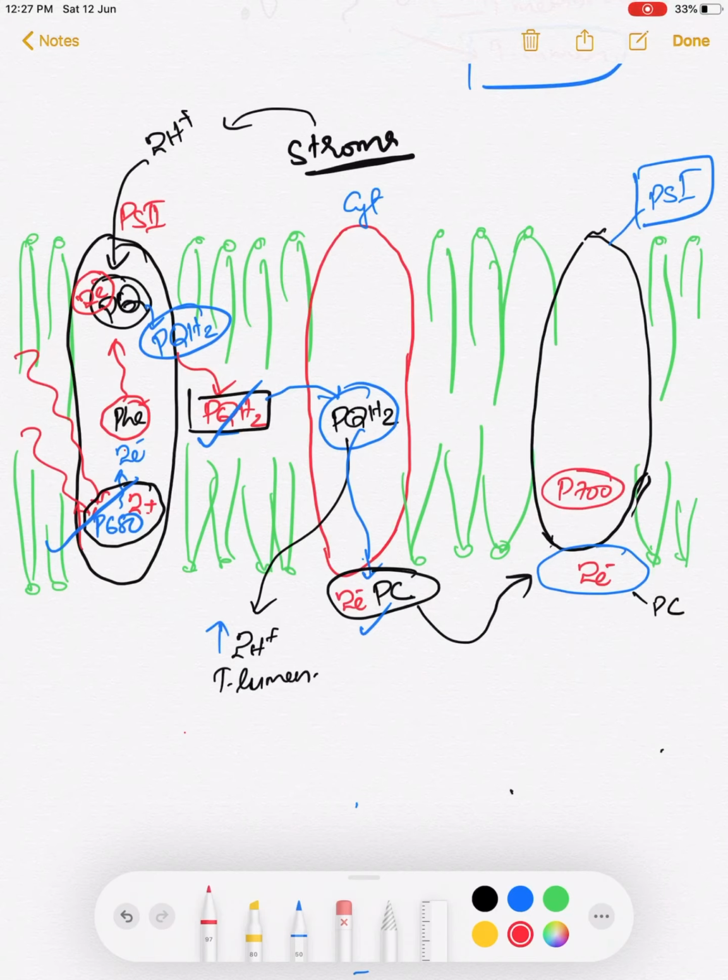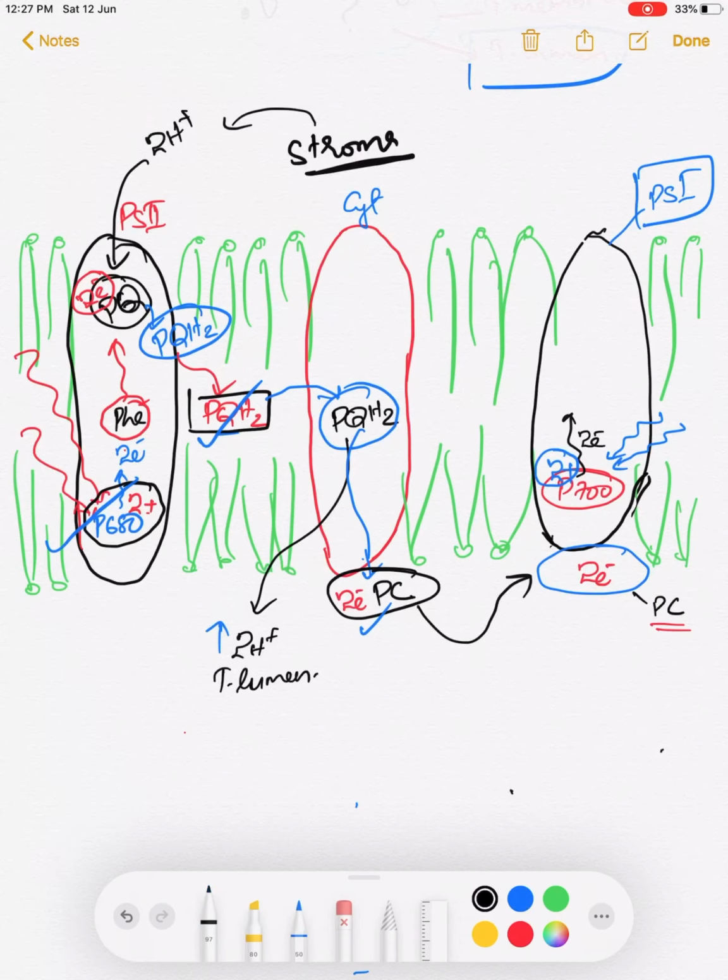But actually there is no need for these 2 electrons present in the plastocyanin yet. To receive the electrons from the plastocyanin, this P700 accepts 2 photons. After accepting 2 photons, what happens? It will emit 2 electrons. What happens after this emission of 2 electrons? This P700 becomes P700 plus.